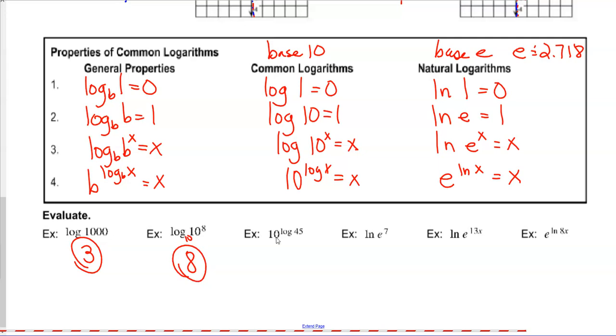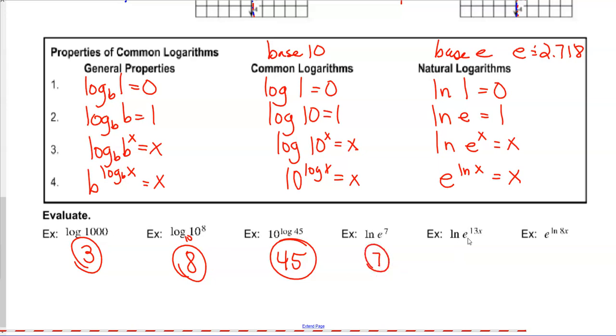Now I have base 10 to a log of 45. Well, remember, this base with the log in the power, the log and that exponential will cancel themselves out, leaving us just with the expression that we have there, 45. Natural log of e to the 7th. Remember, this is base e. e to what power is e to the 7th? Well, the power is 7, so that's what we're answering there.